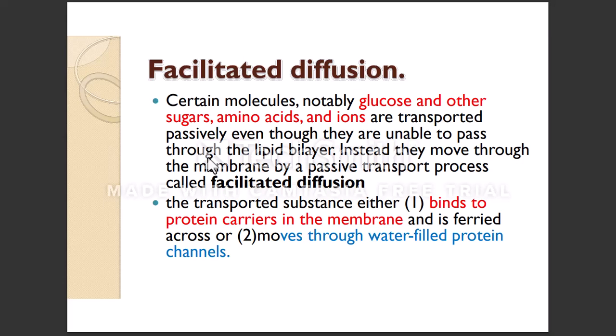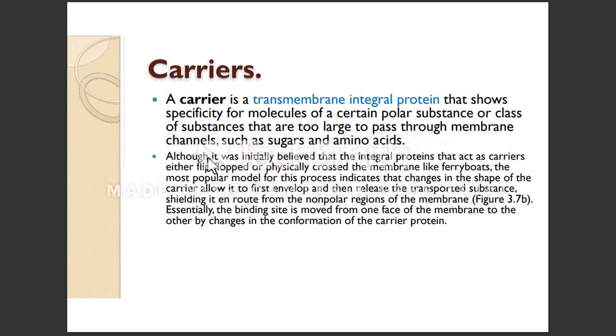So we are going to look at carriers. A carrier is a transmembrane integral protein that shows some specificity for molecules of a certain polar substance or class of substances that are too large to pass through the membrane channels, such as sugars and amino acids.